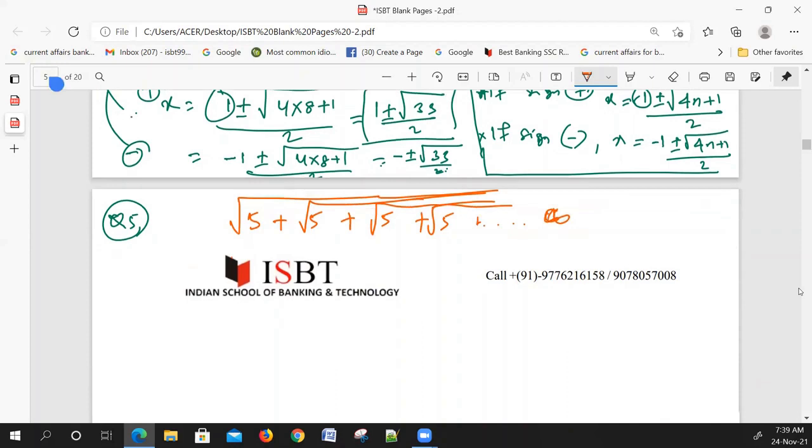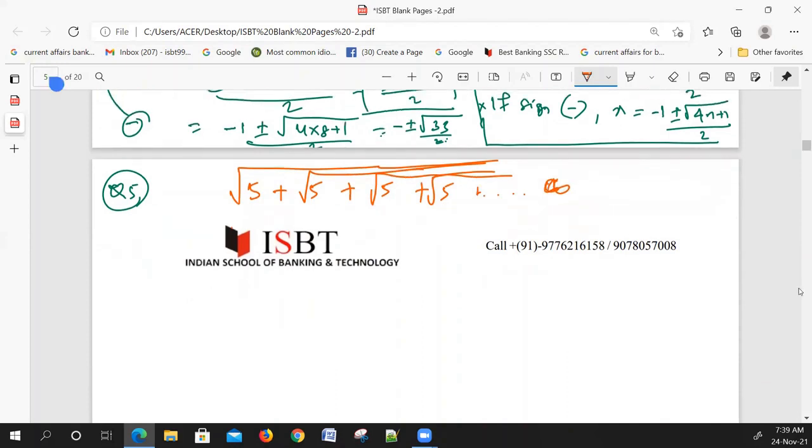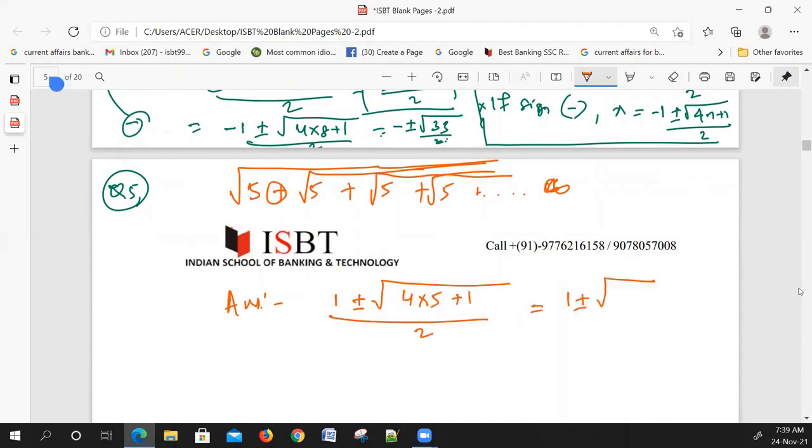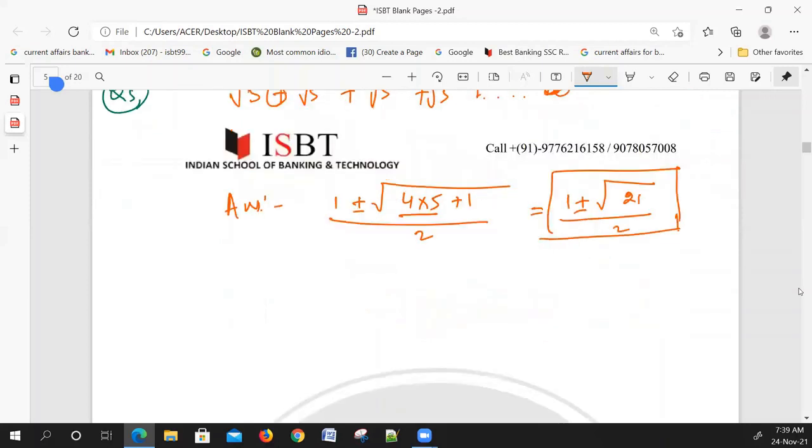How can the answer be found in 5 seconds? So the answer should be directly this, because it is a positive value. So it should be 1 plus or minus 4 into 5 plus 1 by 2. That means 1 plus or minus 20 plus 1, 21 by 2. Okay, like this, you can find the value of other numbers. Only 5 seconds. Thank you. Then come to the next question.